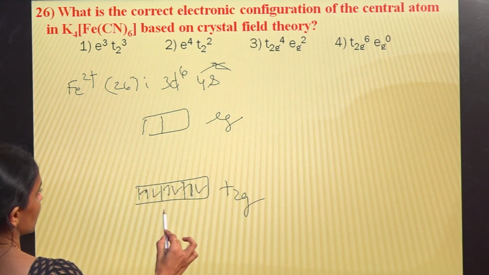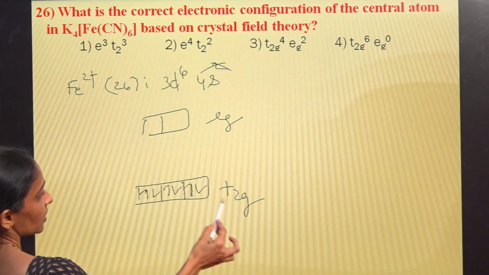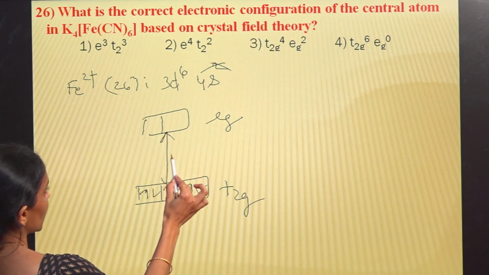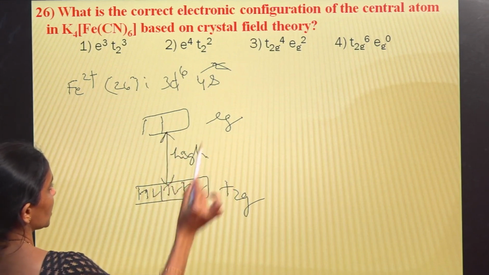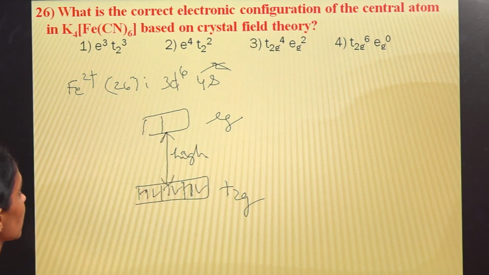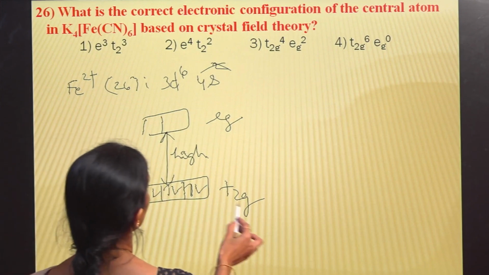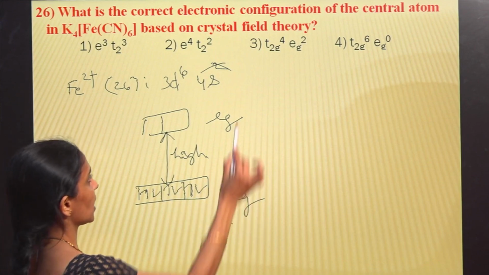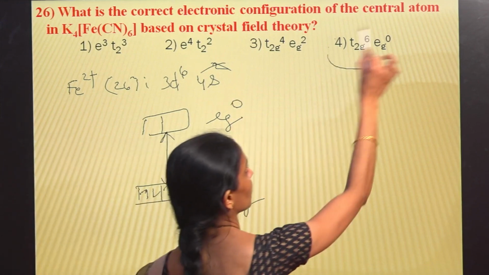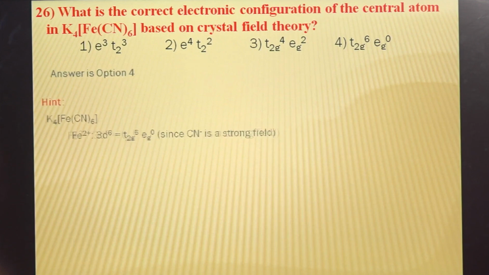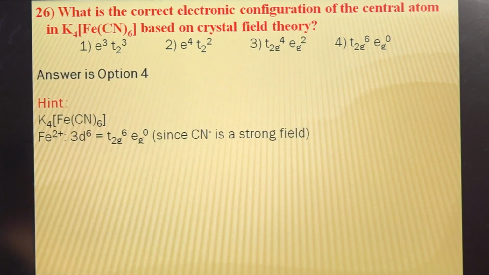All the 6 electrons will be accommodated in T2G. EG will have no electrons because cyanide is a strong field ligand, so the energy gap will be very high. Instead of going up, electrons prefer to pair up. So T2G6 and EG0 is the answer. Option 4 is the answer.